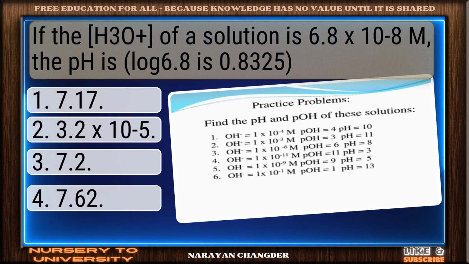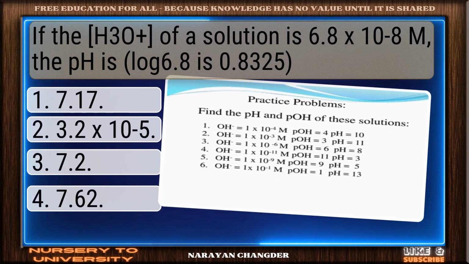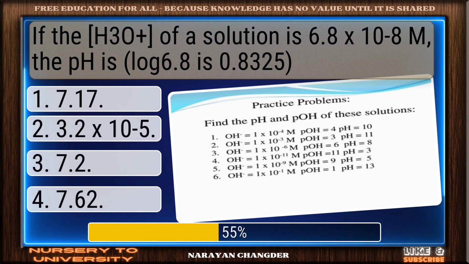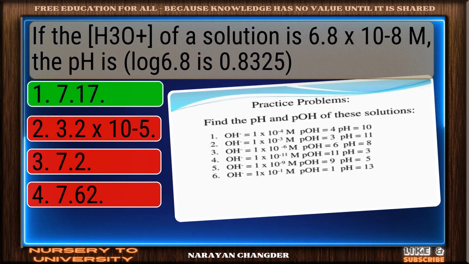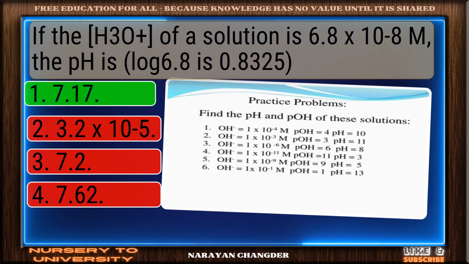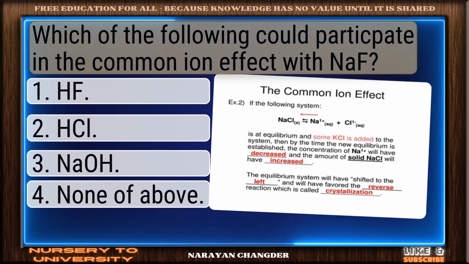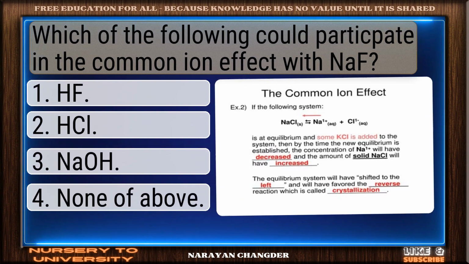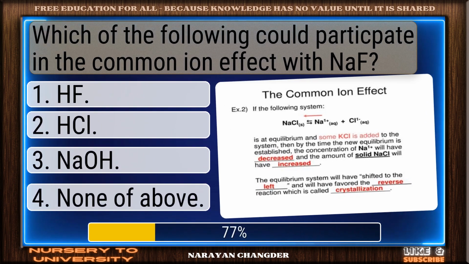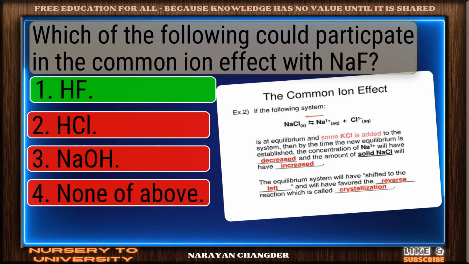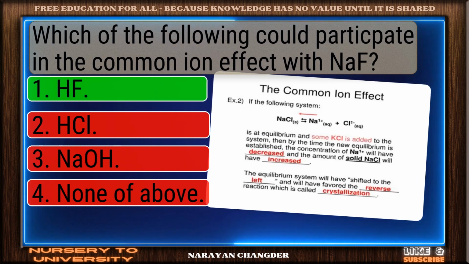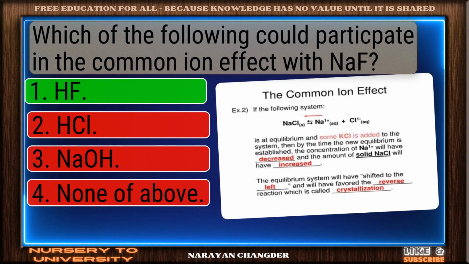If the concentration of a solution is 6.8 x 10^-8 M, the pH is. Great thinking. 7.1 is the right choice. Which of the following could participate in the common ion effect with NaF? Nice selection. HF is the correct and valid answer.